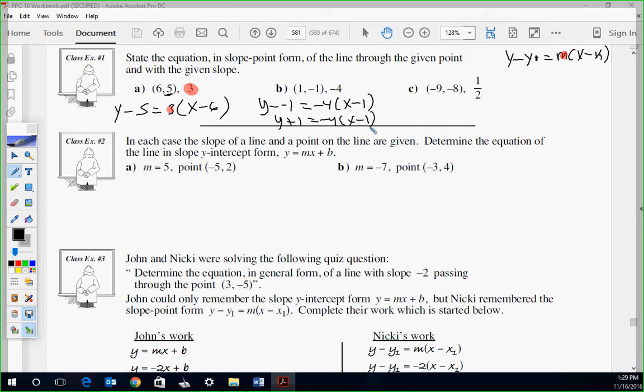Anything else? Good? Did you have anything, Ollie? You're good? Okay, so then this one, similarly, these are both negatives, they'll both be positives. So it'll be y plus 8, x plus 9. Does that make sense? Okay.